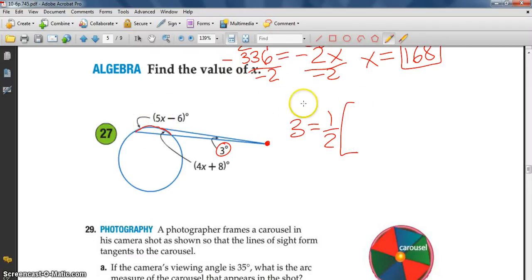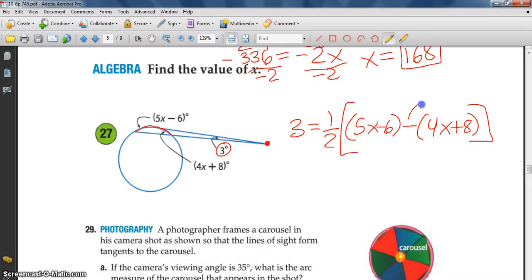So take the outer one first, and then subtract this inner one, the smaller one. Notice I'm putting that in parentheses, because if I subtract a quantity, I want to make sure in the next step that I distribute my negative sign. So I have 5x minus 6, and then distribute this. This would be minus 4x, and then minus 8.